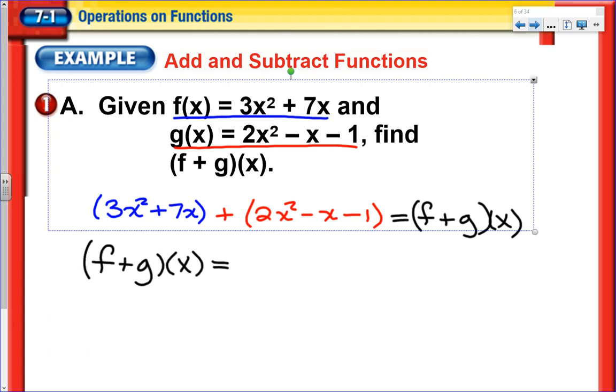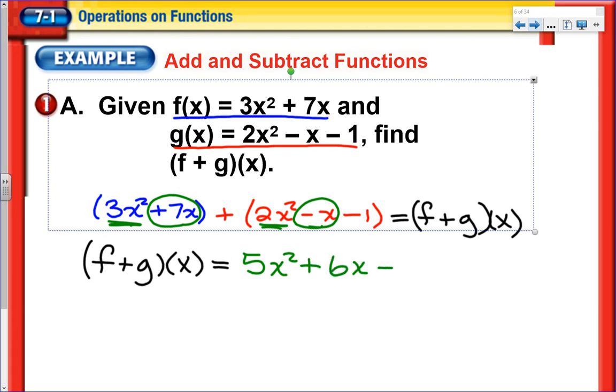of x is equal to, now what we want to do is combine whatever we can here. So 3x squareds plus 2x squareds, that's going to give me 5x squareds. And then 7x's, take away 1x, that is going to give me 6x.